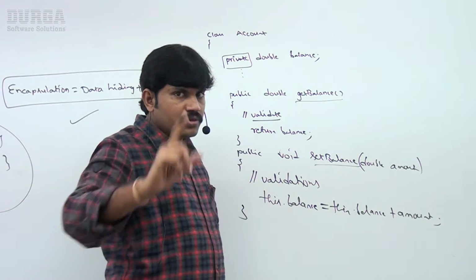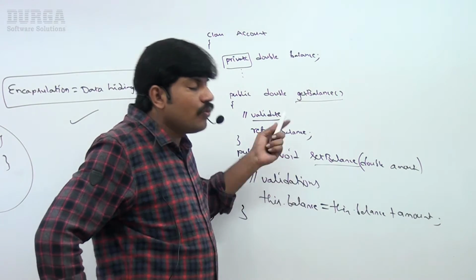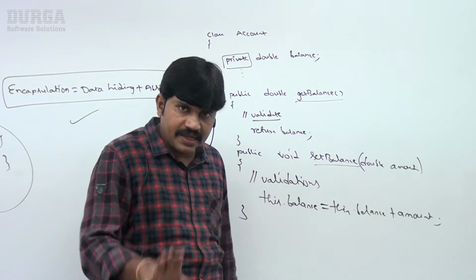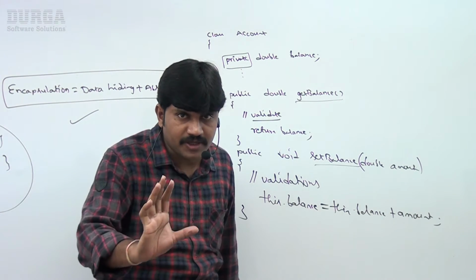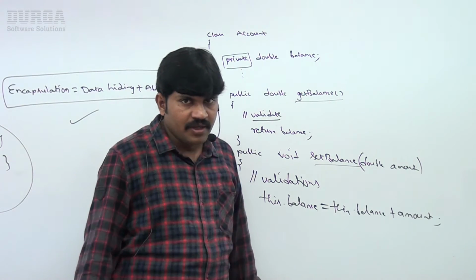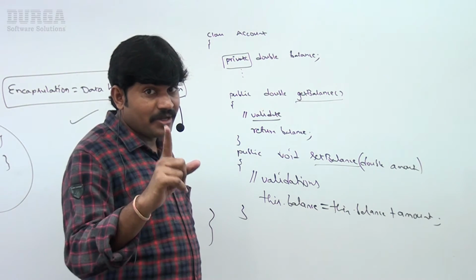Are you getting? Outside person is always going to call either get balance or set balance. So through that, after validation, then only he can get the required data or perform required operations, right? So now I can use the word, it is the best example for encapsulation. Are you getting example for encapsulation? Now I have a bigger doubt.